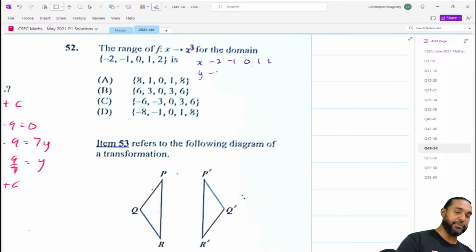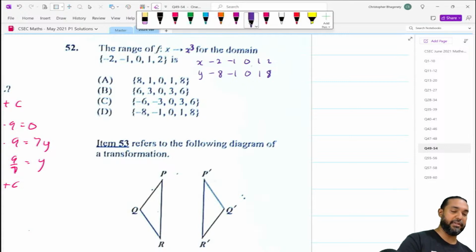-2 cubed is -2 by -2 by -2. It's 3 negatives, so you're going to get -8. -1 cubed is -1, 0 to any power is just 0, 1 to any power is just 1, and 2 to the power 3 is 8. So D is definitely the answer here.